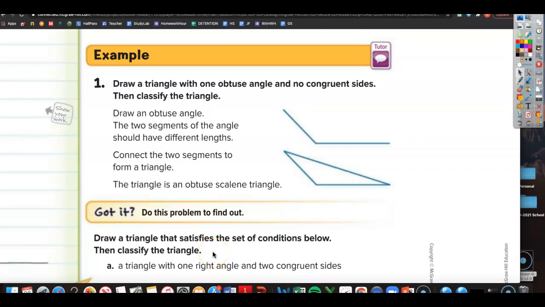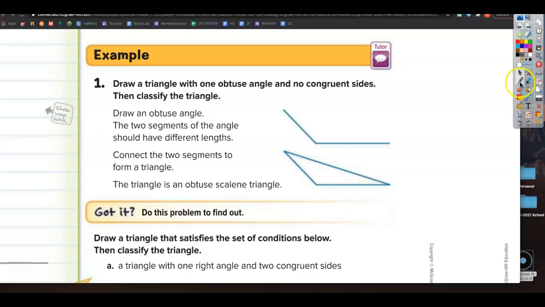Some characteristics of a triangle, you have to draw that triangle and then classify it. So the first one says to draw a triangle with one obtuse angle and no congruent sides. So the first thing, I'm going to draw my obtuse angle, which means it has to be greater than 90. Then to make it a triangle, I would just connect the other two lines. Okay? And I have to make sure that none of the sides are congruent.